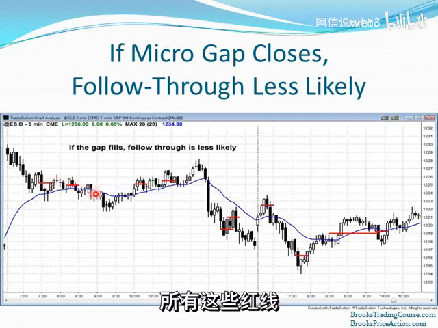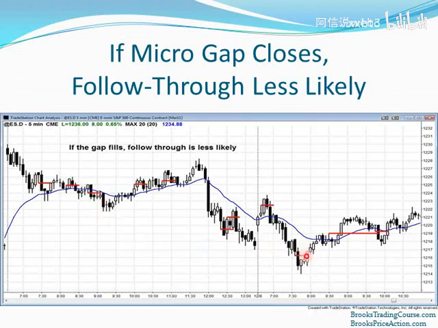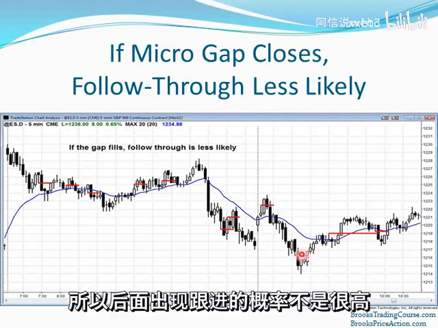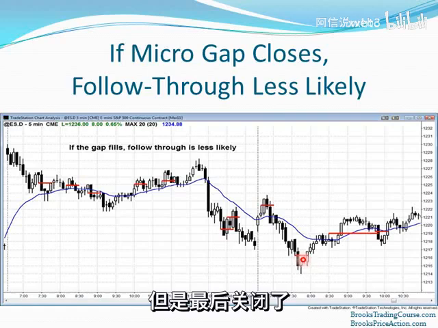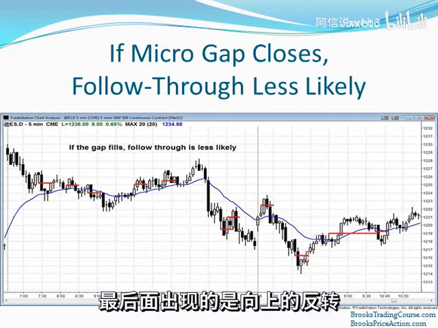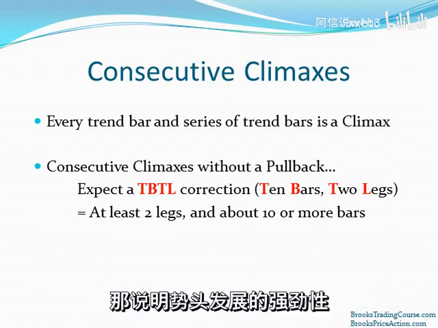And all of these red lines are examples of micro gaps that closed and not much follow through strength. Here's a bear micro gap, right? And it closed and it led to a reversal. So if a micro gap stays open, it's a sign of strength.